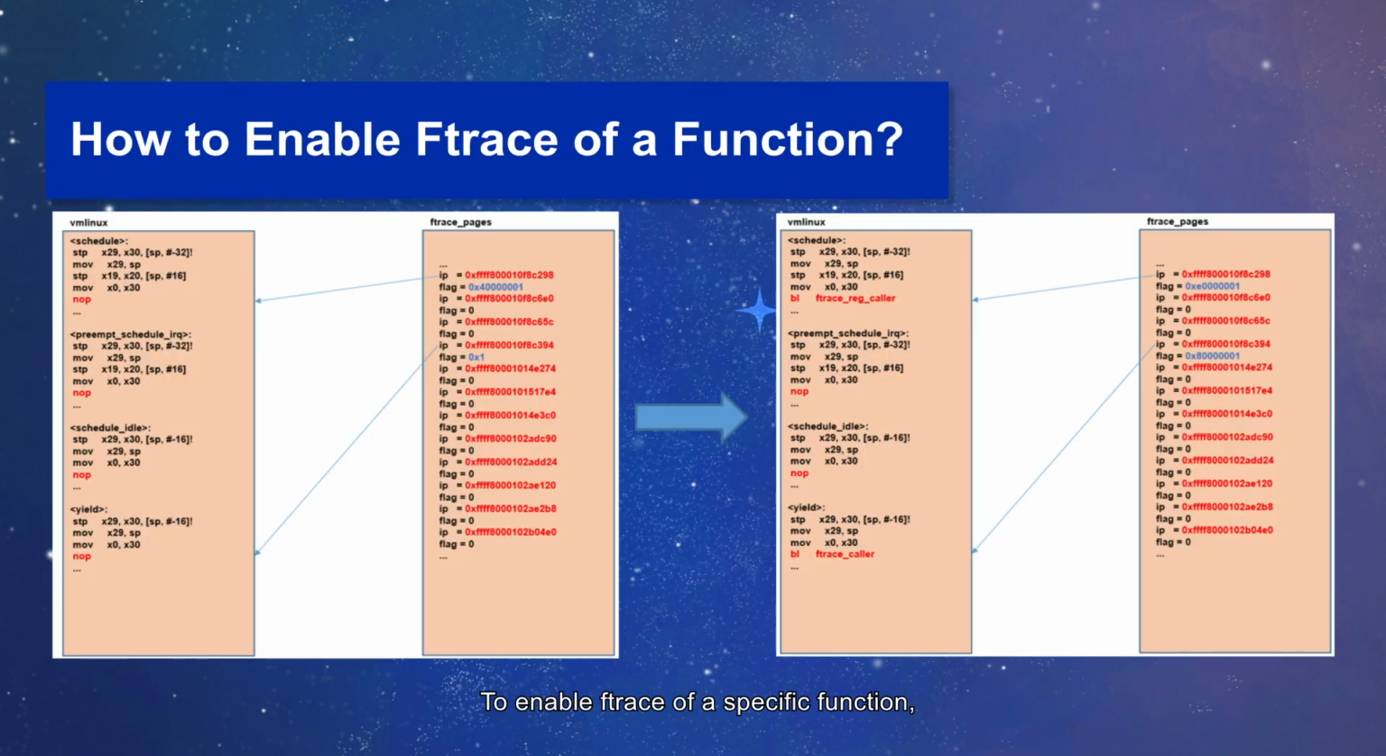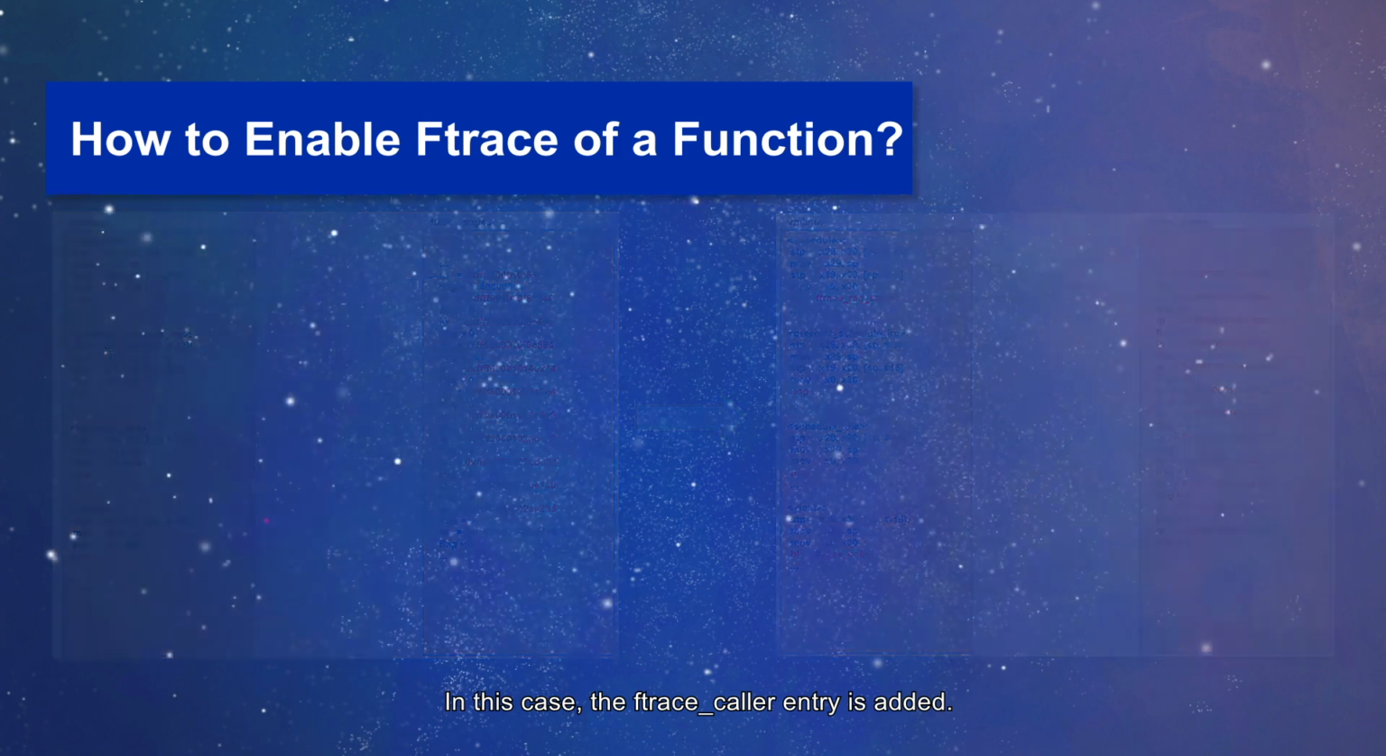To enable ftrace of a specific function, you only need to modify the flag field in a dynamic ftrace struct of the function's trace point. For example, in these two figures, the trace point flag of the schedule function is set to register enable to enable the function trace and make the function save registers. In this case, the ftrace regs caller entry is added. The trace point flag of the yield function is set to enable only the function trace. In this case, the ftrace caller entry is added.